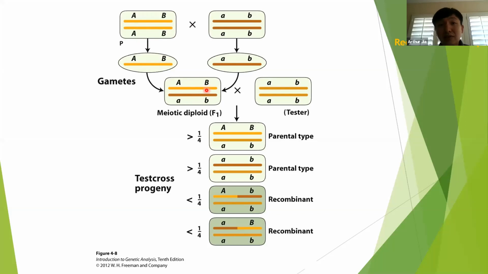individual, and then we want to cross this with a tester. The tester is similar to this parent because at the two loci in this tester, both are carrying the recessive alleles.